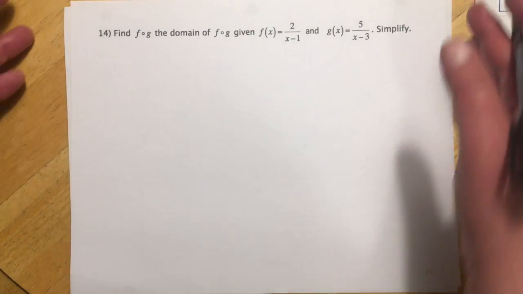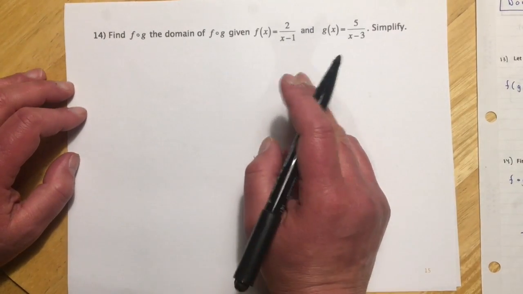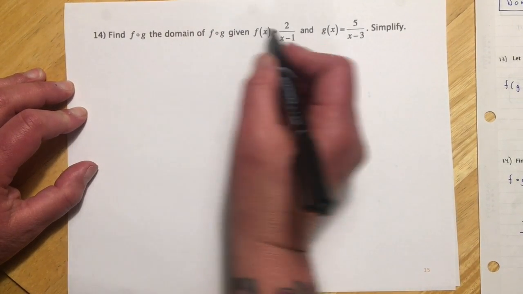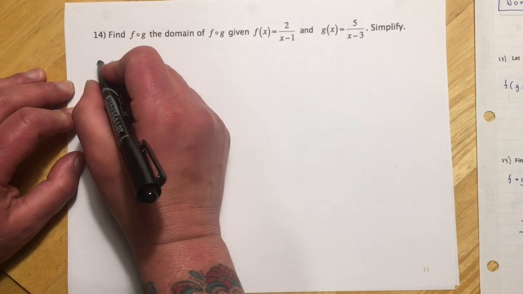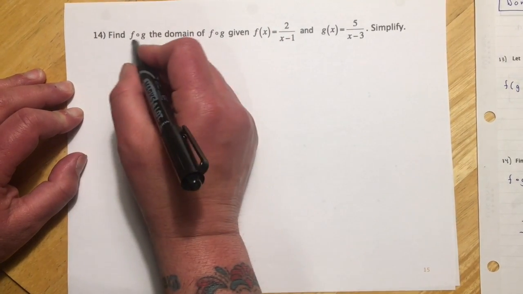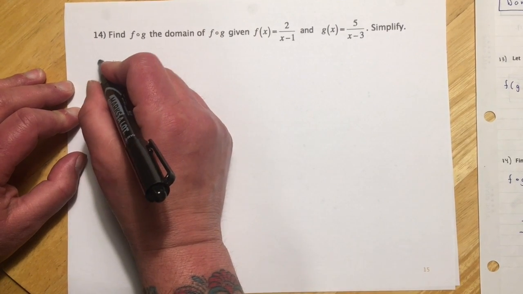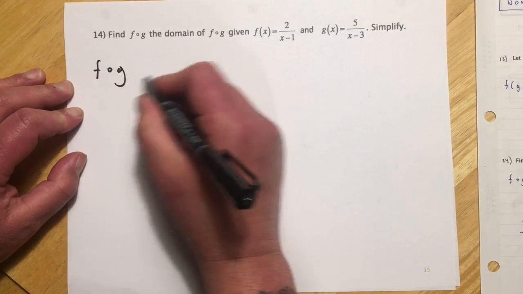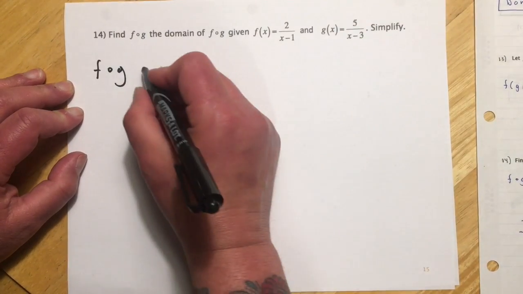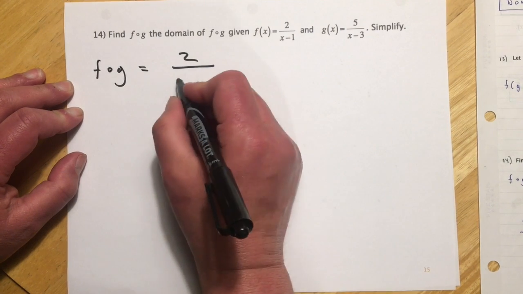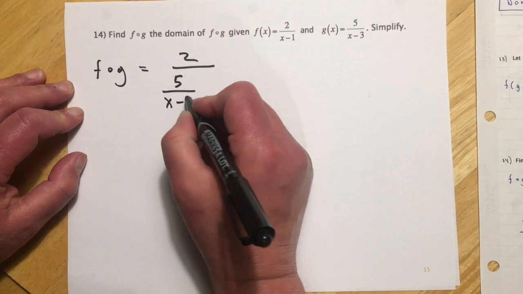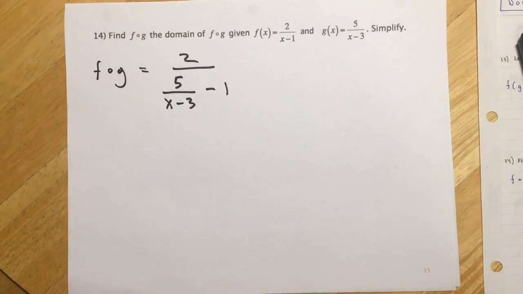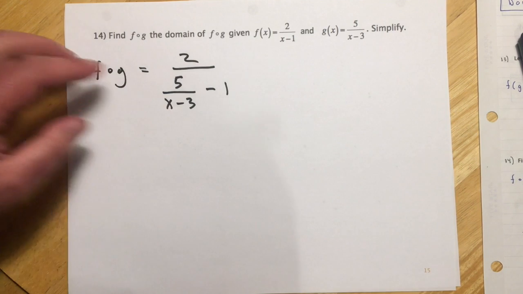This one's the same thing, just because these are hard. The numbers come out a little bit nicer on this one. So this one is find f composite g, so it's the same thing, just different directions. Or different form of the directions. So f of g would be, this is going in for x, so that is 2 over 5x minus 3 minus 1. And right there, there's our first piece for our domain. x cannot be 3.